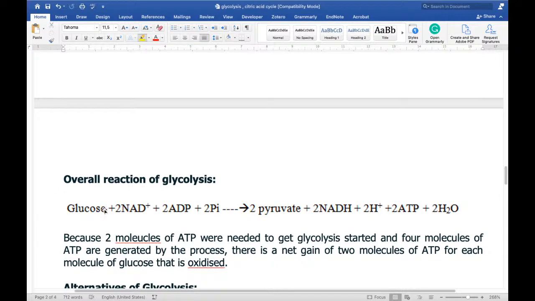That's basically the reaction of glycolysis. You have a glucose, 2 NAD plus molecules, 2 ADP molecules, 2 phosphate molecules. And then you produce 2 pyruvate, 2 NADH, 2 molecules of hydrogen, 2 molecules of ATP, and 2 molecules of H2O. So that's the net overall reaction of glycolysis. Here 2 molecules of ATP were needed to get glycolysis started, and 4 molecules of ATP are generated. There is a net gain of 2 molecules of ATP for each molecule of glucose that is oxidized.